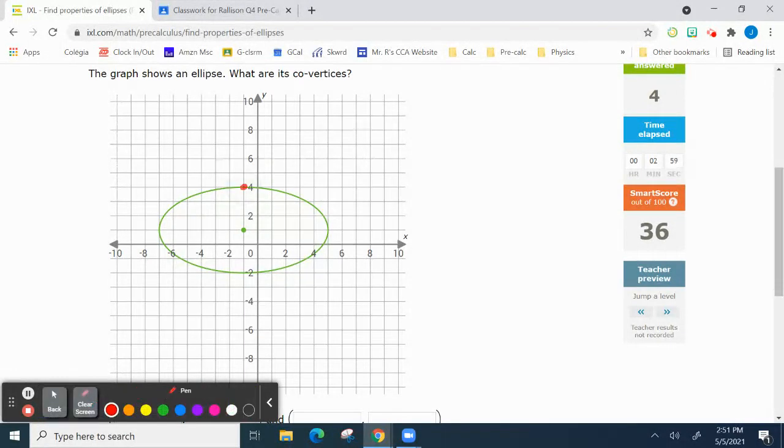Co-vertices right there and right there, the extreme points along the minor axis. Minor axis is the shorter axis, major axis is the longer axis, and I'm going to jump a level.